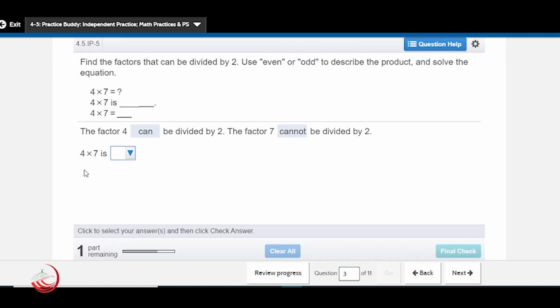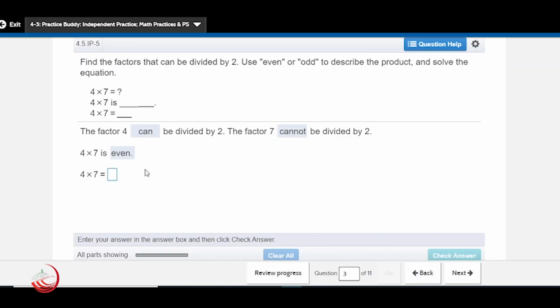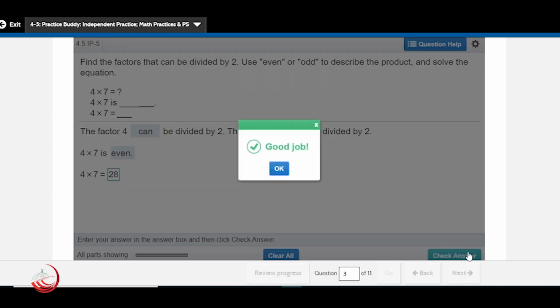Nice work. Well, 4 times 7. Is it even or odd? The product will be even or odd. What do you think? 4 is even, 7 is odd, and the rule says that odd times even will give me an even number. Well done. 4 times 7 equals what? Fast, fast, fast. 28. Yes. Thank you. Good job.